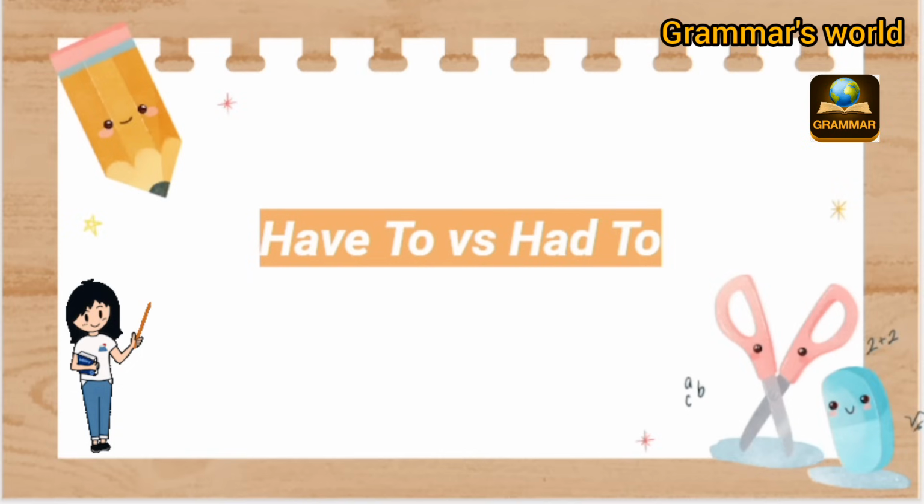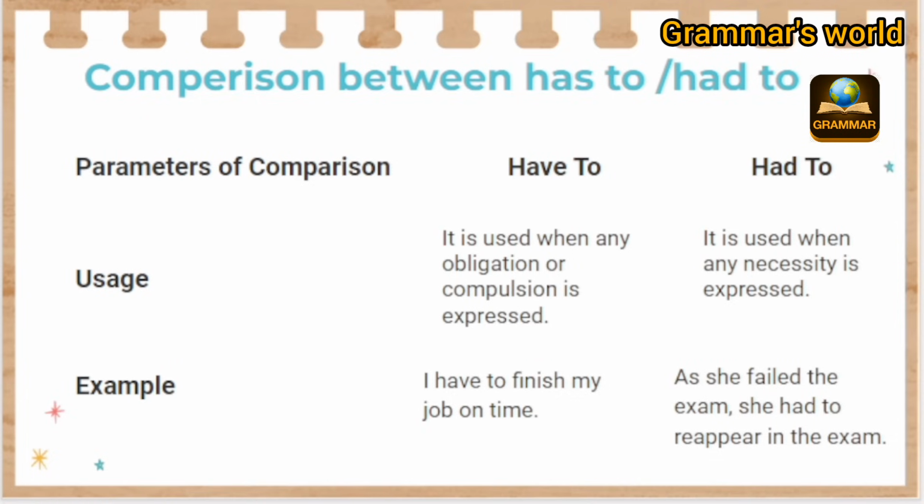Had to is said to be a semi-modal verb and it is used to bring necessity into a statement, because had to is the past form of have to. Therefore, it is only used when any task is performed in the past. For example, I had to complete my work by 10 o'clock. The subject has already completed his work in the past.